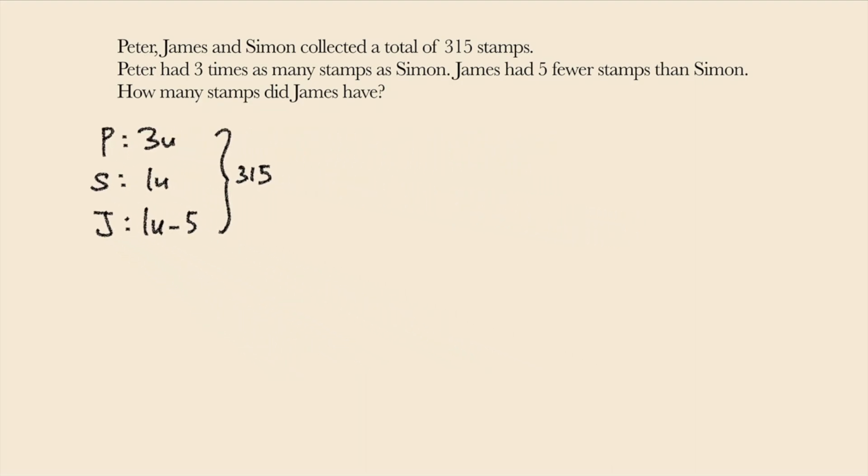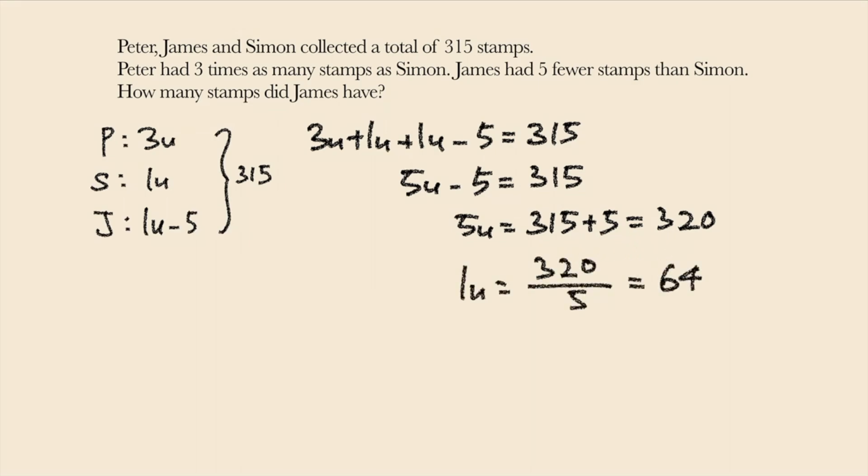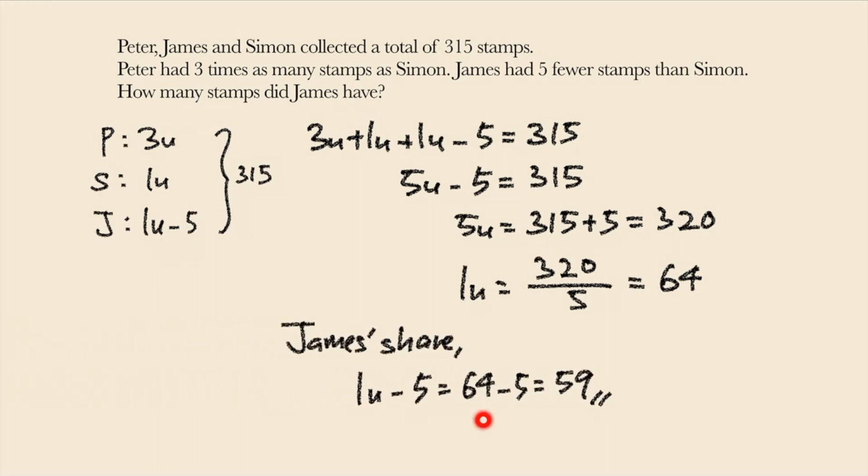Again, let's form an equation. So we can say that 5 units minus 5 gets us 315. So if I see negative 5 on the left hand side, moving it to the right side will give us plus 5. So that would be 320. 5 units is 320. 1 unit is therefore 320 divided by 5, giving us 64. Question, how many stamps did James have? Making everything clear means we can just take a look at the left side here, and we are interested in 1U minus 5. So 5 less than 1U is therefore 64 minus 5, giving us 59.